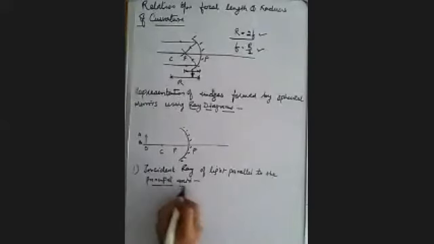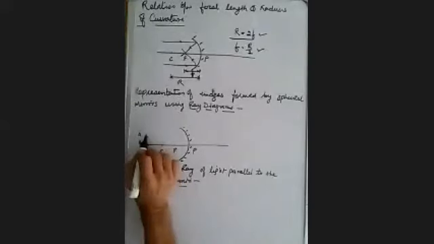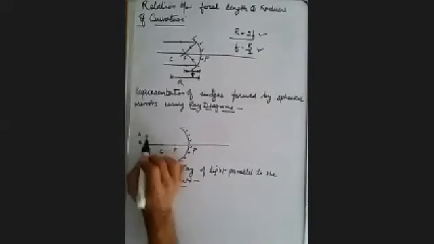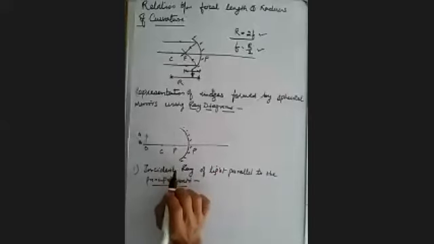So what I'm trying to say is, suppose I want to find out where the image of this point A, at the tip of the arrow, will be formed after reflection by this spherical mirror.